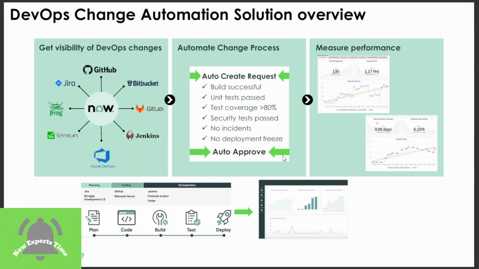Moving to the next slide, what is the overview of this solution? That is a very important part. Everyone knows ServiceNow provides the ITSM solution. ITSM supports and covers your service management related solutions. When you talk about service management, change management is a major portion of ITSM.